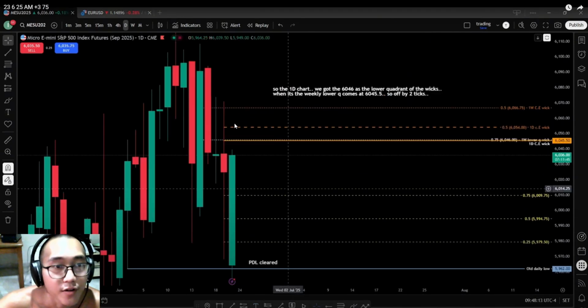Okay, I read wrongly already. Okay, this is not daily CE wick. Okay, this is actually daily lower quadrant wick. Okay, yeah, so here, this is the lower quadrant, this is the CE, upper quadrant, and the high.